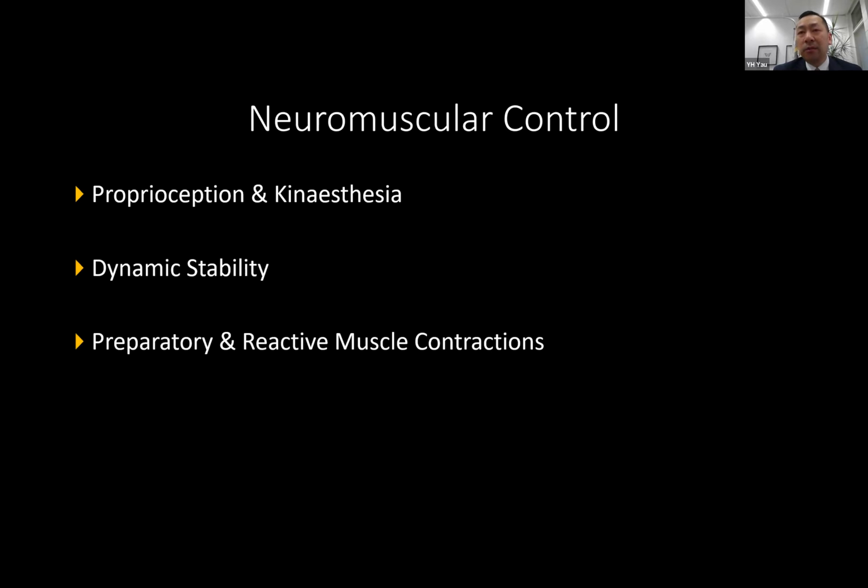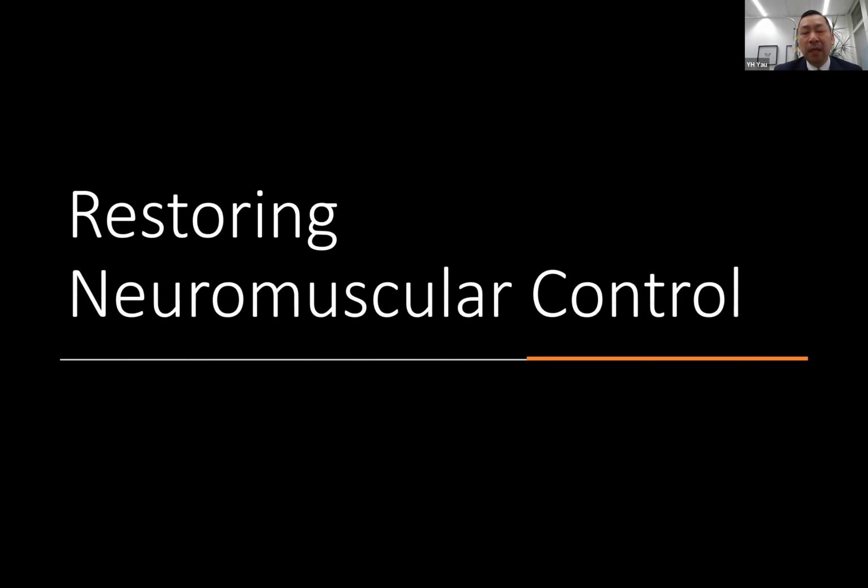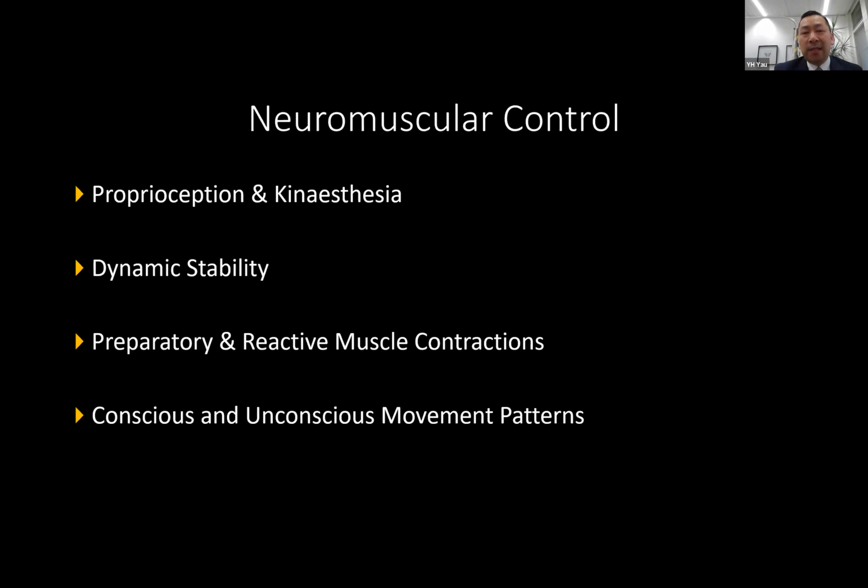And then you do that, and then the muscles contract, and the feedback is the reactive muscle contraction. So the feed forward and the feedback. And that involves conscious and unconscious movement patterns to try to adjust. So if that neuromuscular control were a dysfunction, it wasn't working, can you restore that? Can you bring that back to something more normal? Well, these are the factors that are key in maintaining good neuromuscular control.